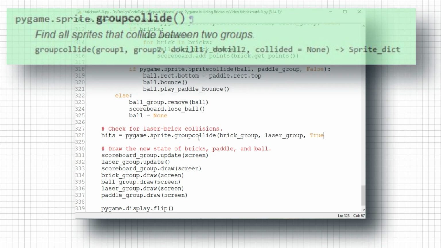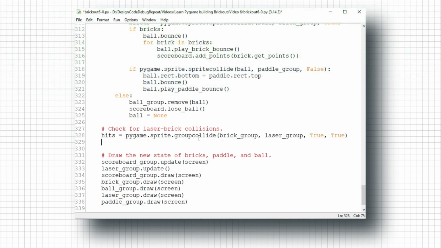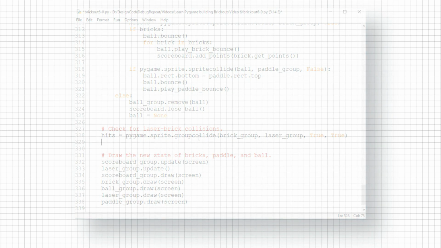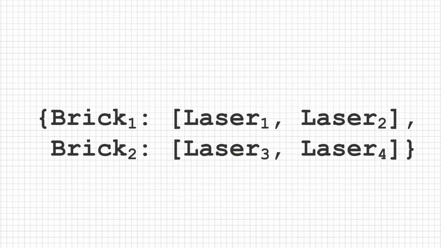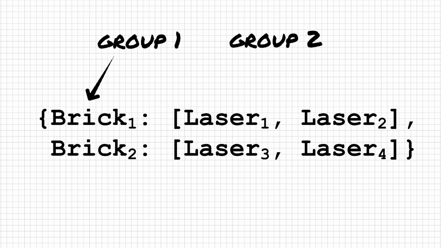But we don't just want them to disappear, we want to get the points from the bricks and add them to the scoreboard. And we can get at the bricks with the return value from the group collide function. I've stored it in a variable called hits. This is a dictionary with the sprites from the first group that collided as the dictionary keys, and a list of the sprites they collided with from the second group as the dictionary values.